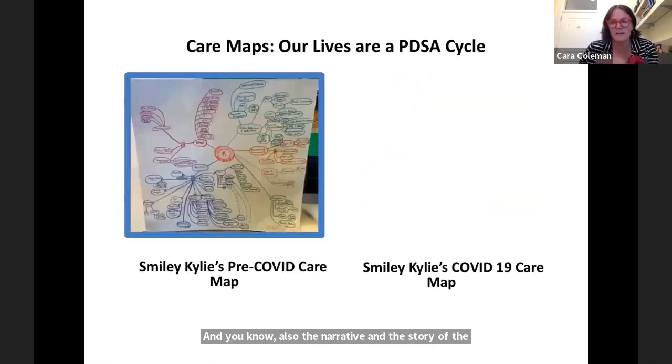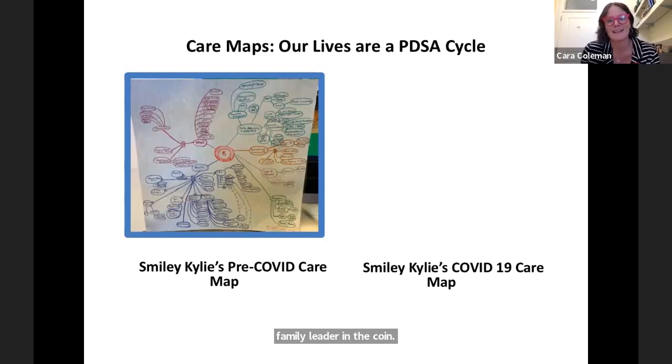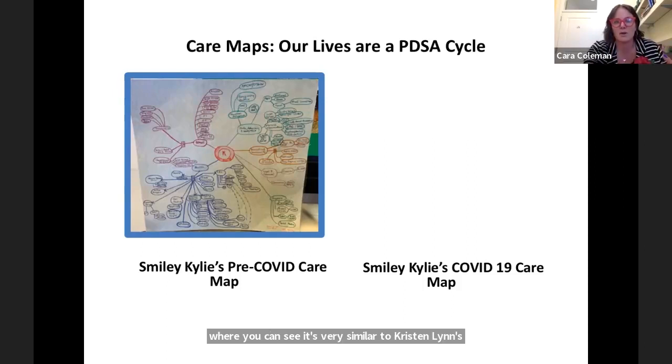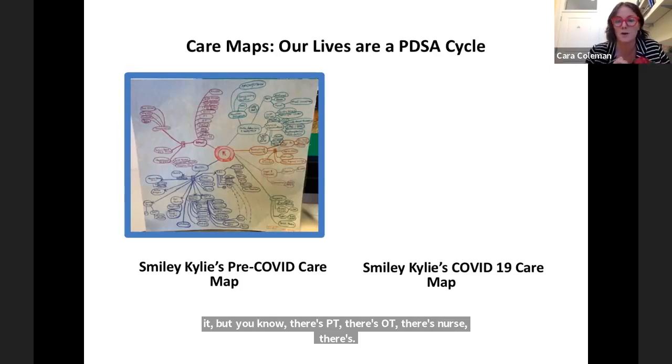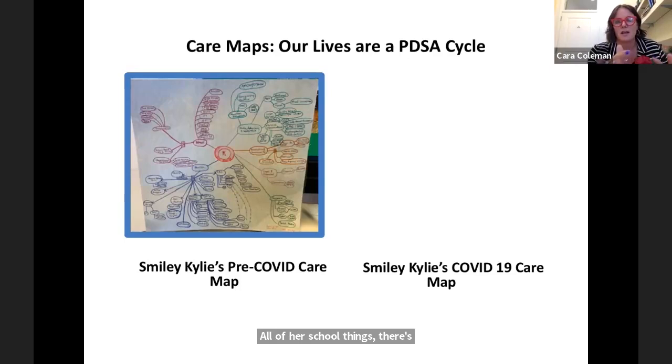This is another example of a care map done by a family leader in the coin. On the left here is her sweet daughter, Kylie. Her nickname was Smiley Kylie. This is the last care map that she did prior to COVID, where you can see it's very similar to Kristen Lynn's original care map, mapping out all the providers that are involved. Sorry, it's not the best picture, so you can't fully see it, but there's PT, there's OT, there's nurse, there's all of her school things, there's Voc rehab that she was really involved with at the time because she was a teenager, all of the people and things.